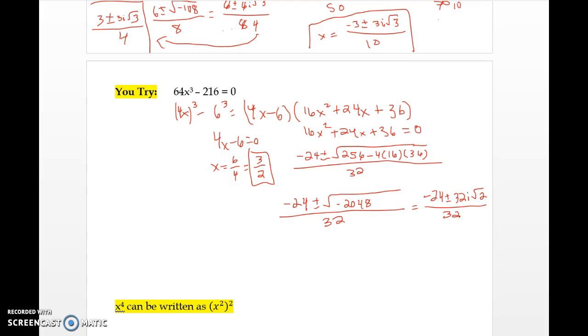Last step, simplify your outside numbers. If you can, I can take out an 8 from all of these. So that becomes a 4, that becomes a 4, this becomes a 3, and we're left with negative 3 plus or minus 4i root 2 all over 4.